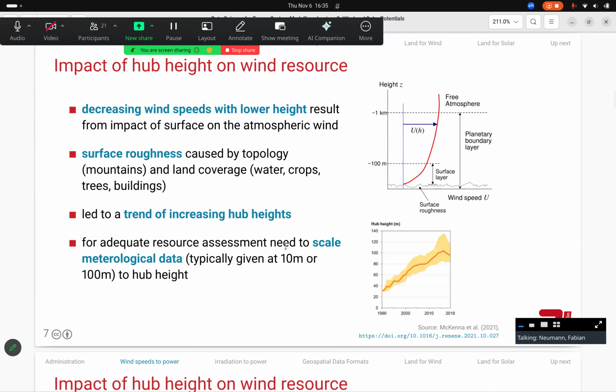And as your question was, for a typical resource assessment of a wind park, you would take wind speeds at a given height, so 100 or 10 meters, and would then scale that to the hub height. For example, if your wind turbine is 110 meters high, you would scale the wind speeds from 10 meters to 110 meters. Or if you're even better off and already have 100 meters, which is in the rough range of most wind turbines, then you only have to scale from 100 to 110.